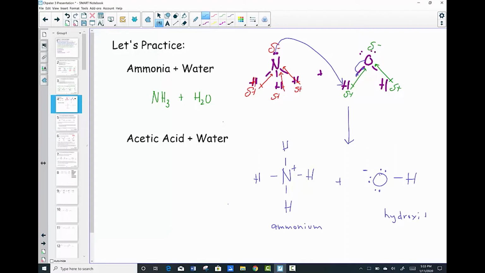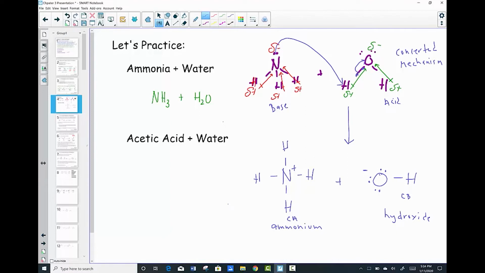A proton has been transferred. Ammonia was a base. It accepted a proton, forming its conjugate acid. Water acted as an acid, forming its conjugate base, hydroxide. And any proton transfer reaction mechanism will involve two arrows. This, we'll learn, is a concerted mechanism, which simply means it occurs in one step. Even though I'm drawing two separate arrows, they're happening at the same time.